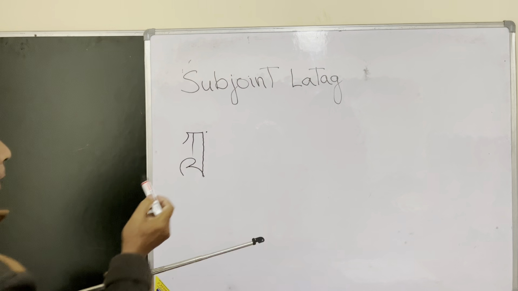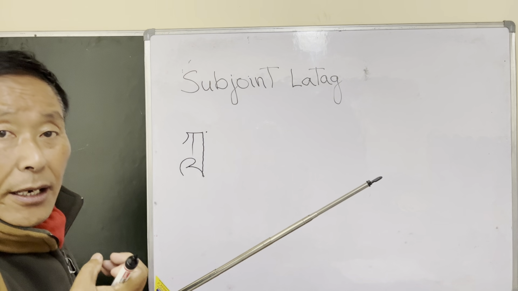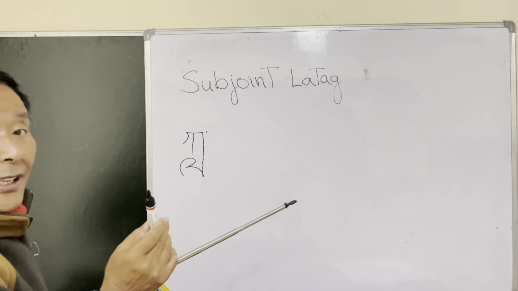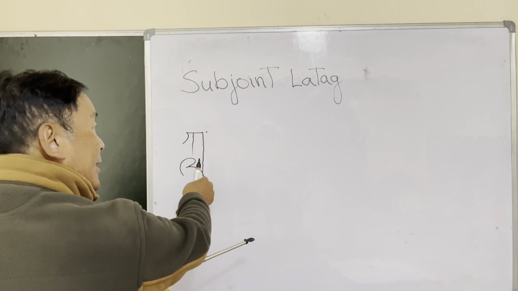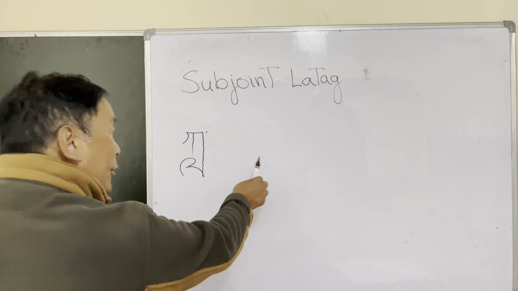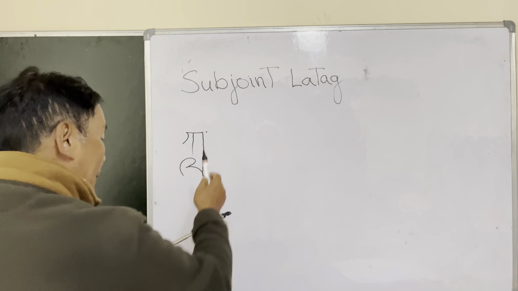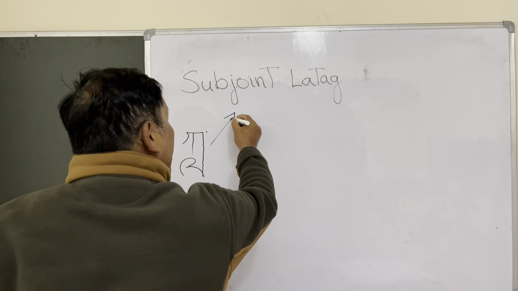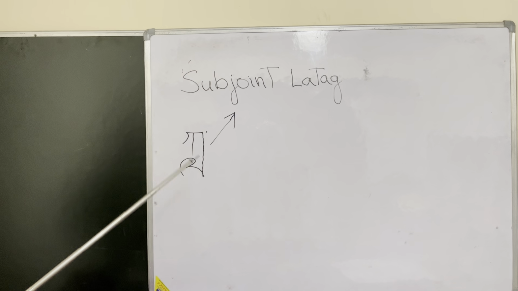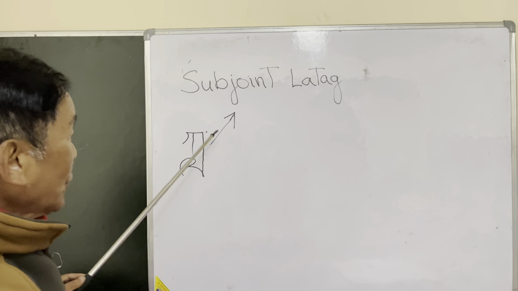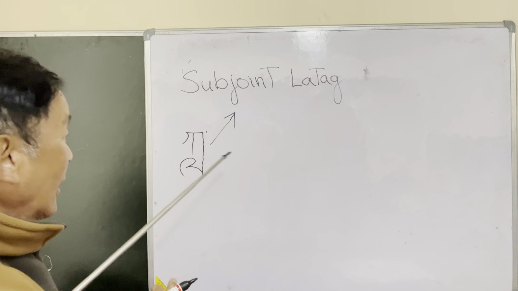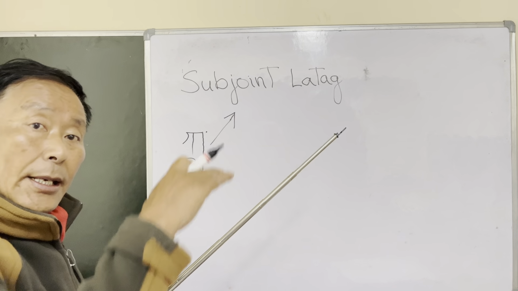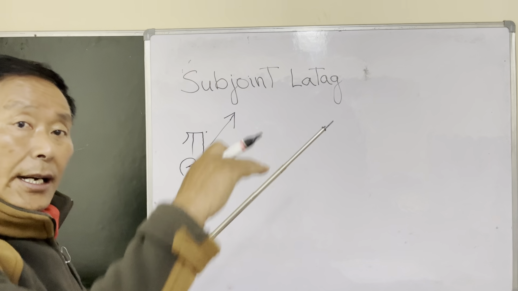So what do we see here? Ka is not audible, but la is audible, but the difference is high pitched. Ka la ta la, not la. High pitched. Ka la tak la. So ka is not audible. La is audible, but it's high pitched. Ka la tak la.